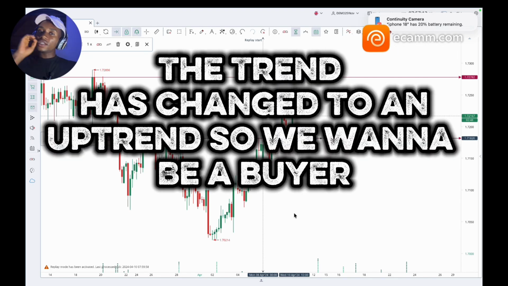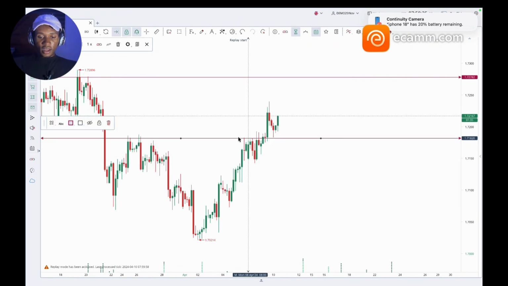Okay, so now if you look at this, clearly the market trend has changed. This is a higher low, this is a higher high. Can you see it? Okay, this is a higher low, this is a higher high. So basically now let's draw a trend line.